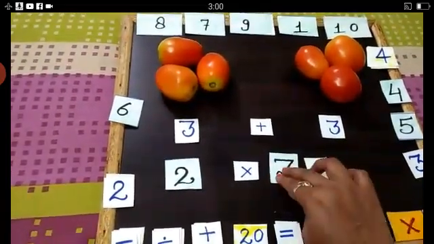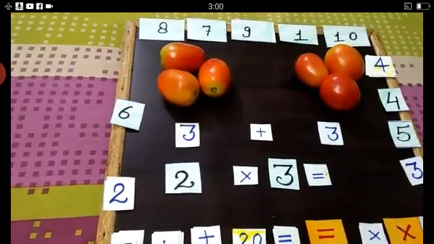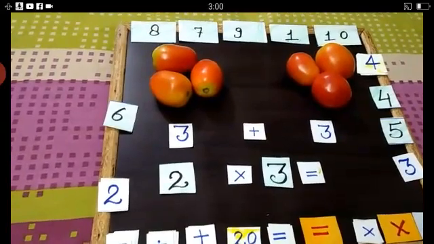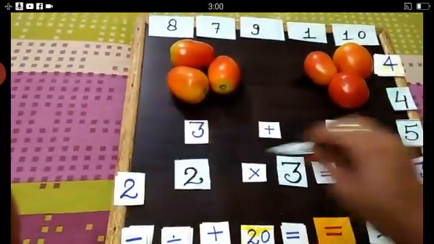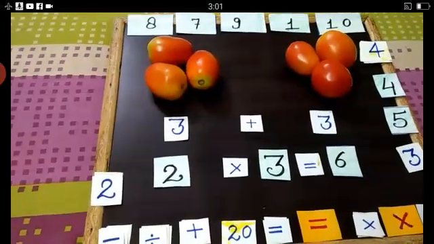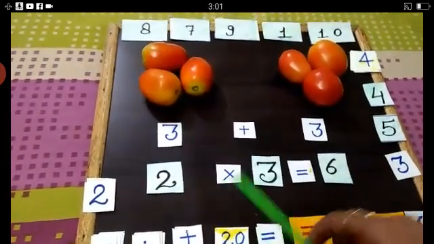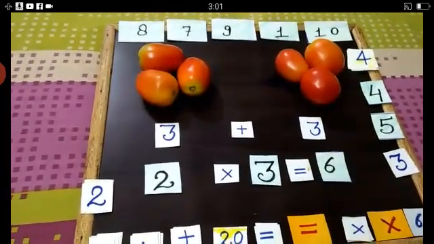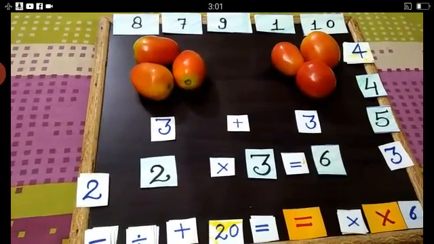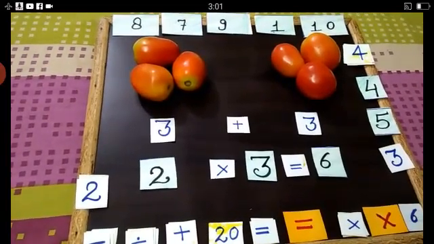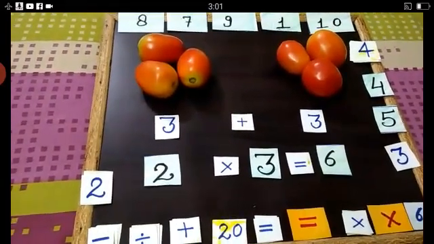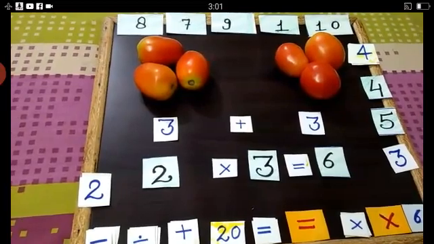now you count all tomatoes together. Count it, children. 1, 2, 3, 4, 5, 6. 6, this. So in this way, 2 into 3 is equal to 6. Are you getting, children? 3 plus 3 is repeated addition form, and when we change it into multiplication form, it becomes 2 multiplied by 3 is equal to 6, meaning 2 times 3 is equal to 6.